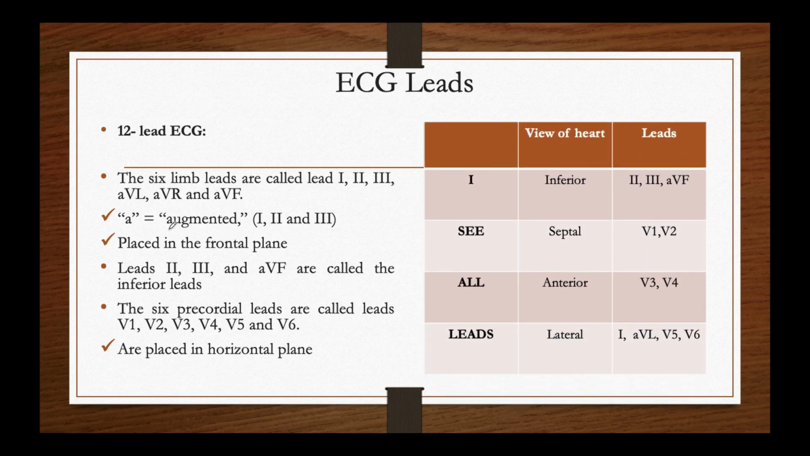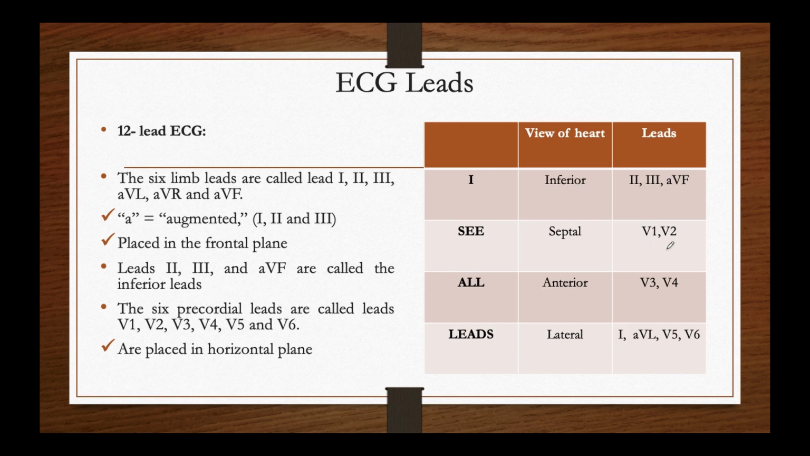Now, as you can see on this slide, it is important for us to understand which leads represent which part of the heart. The standard lead 2, lead 3, and AVF represent the inferior part of the heart, or they give us information on the inferior part of the heart, specifically the right ventricle of the heart.